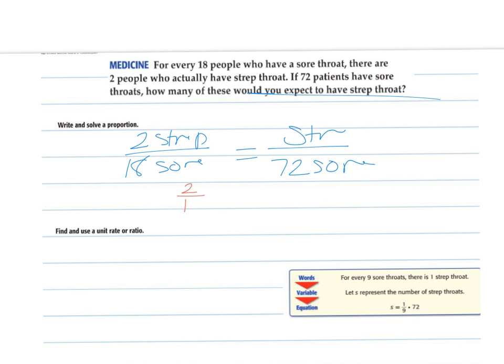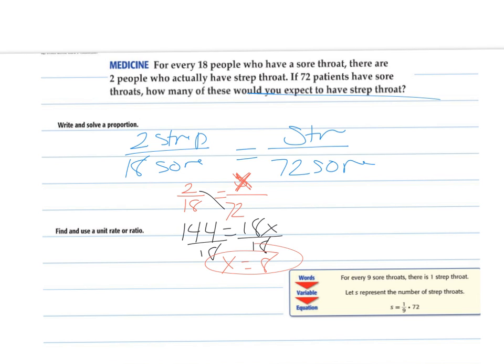So we have 2 over 18 is the same as how many, and you can use x if your s looks like 5 like mine, out of 72. Cross products. 144 is equal to 18 times what? Divide by 18. And when I do that, I get 8. So 8 people, we could assume.